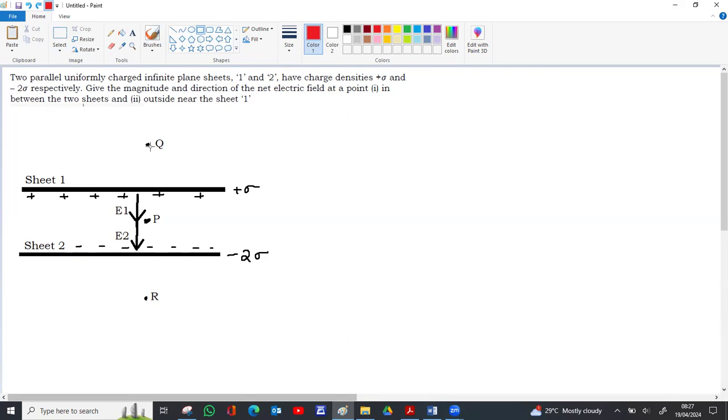Now go to Q. Sheet 1 is positively charged, so it will repel a positive test charge upward. So E1 will be upward. At the same point, if you neglect sheet 1 and find the effect of sheet 2, sheet 2 is negatively charged, so the positive test charge will be attracted towards the negative sheet. So E2 will be downward.